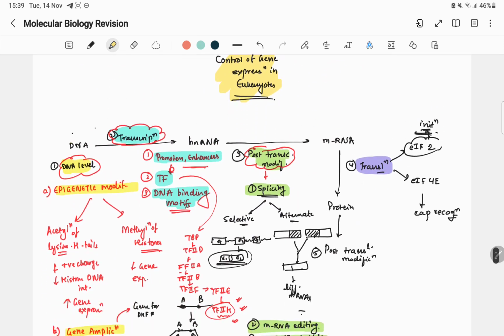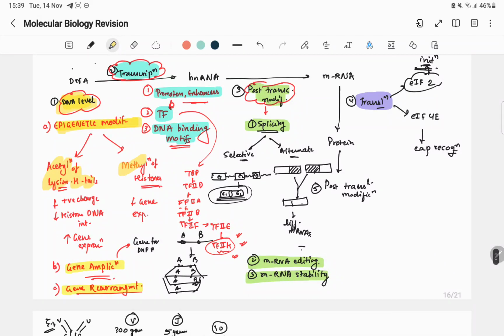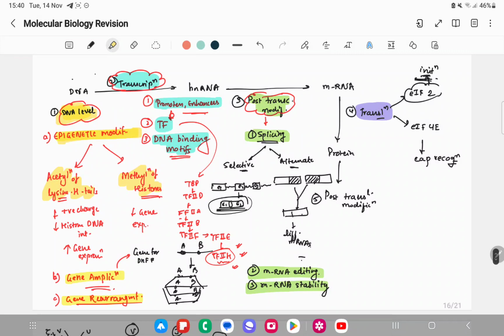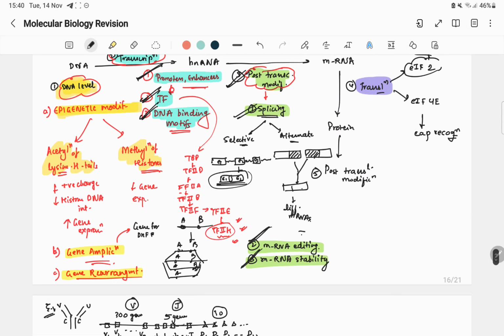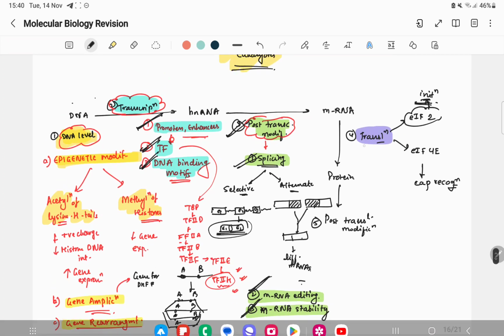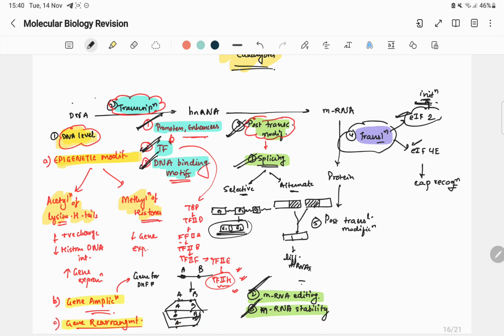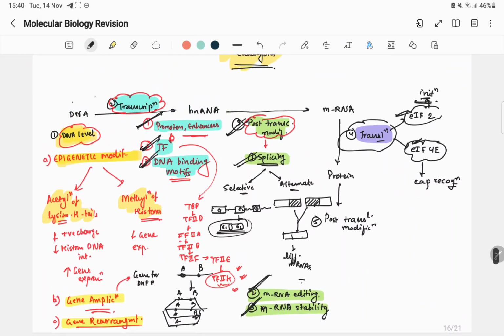Then control of gene expression in eukaryotes. At the DNA level there are epigenetic modifications: acetylation of lysine, and methylation by histone. At the transcription level, promoter, enhancer, transcription factors, and DNA binding motifs are the things which will regulate it. At the post-transcriptional level, splicing, mRNA editing, and mRNA stability. We discussed all this. And at the translational level also, eIF2 and eIF4E, these two are causing the regulation.